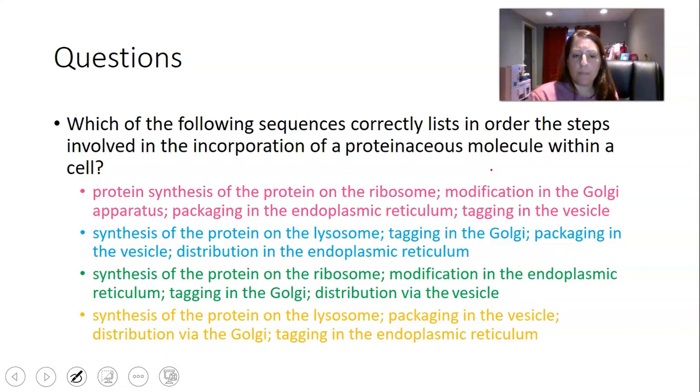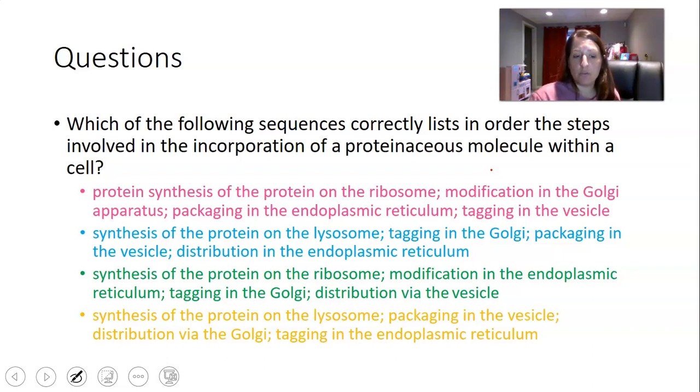Or blue, synthesis of the protein on the lysosome, tagging in the Golgi, packaging in the vesicle, distribution in the endoplasmic reticulum. Does that make sense? Or green, synthesis of a protein on the ribosome, modification in the ER, tagging in the Golgi, distribution via the vesicle. Does that make sense? Or yellow, synthesis of the protein on the lysosome, packaging in the vesicle, distribution via the Golgi, tagging in the ER.